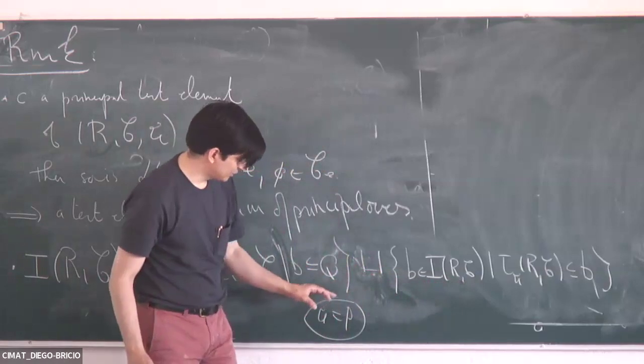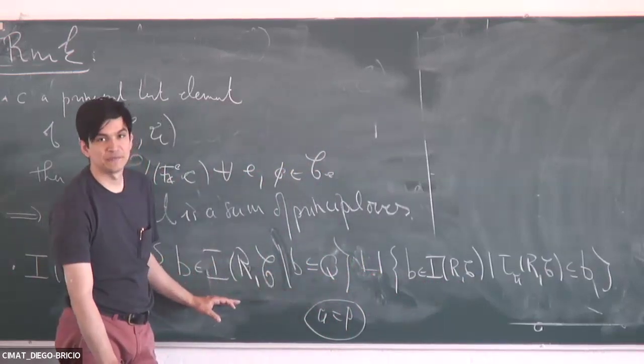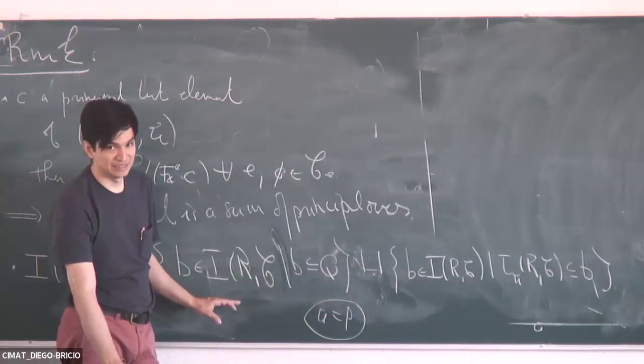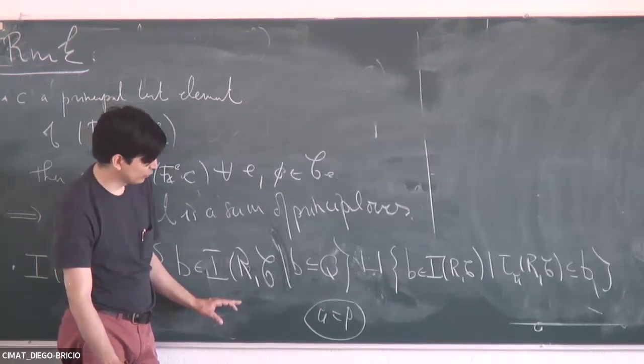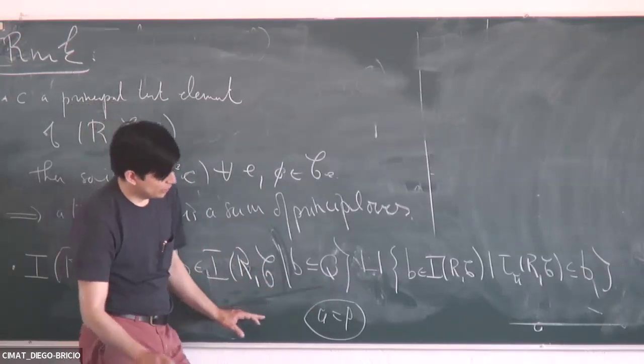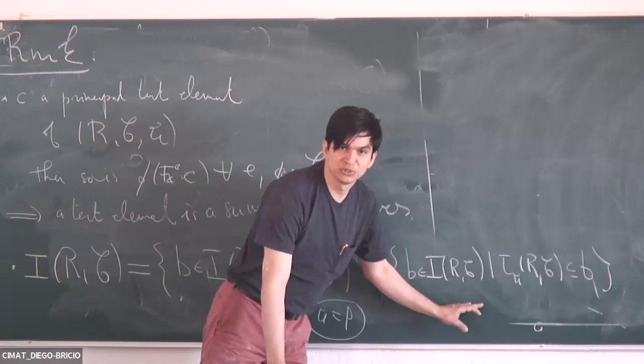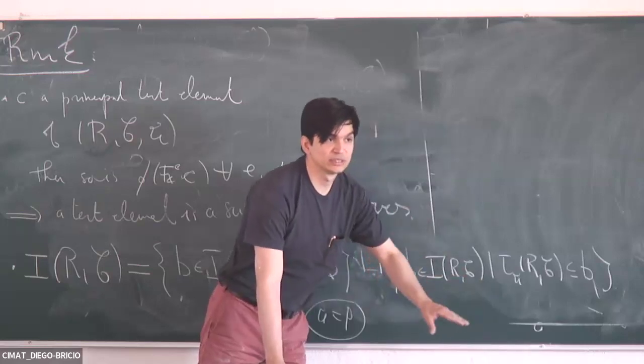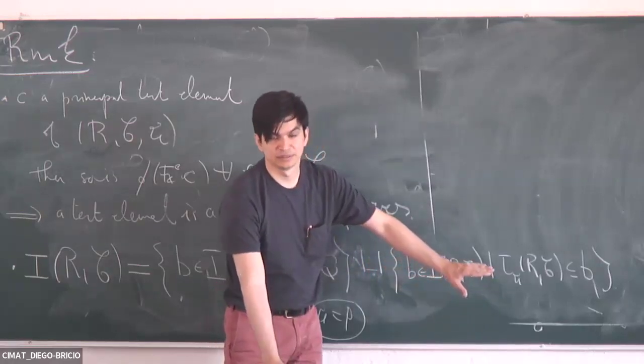So if you want to see this part, what you have to do is localize at that prime. You localize at that center of purity and you see those. And then if you want to see the rest, you quotient by the test ideal.